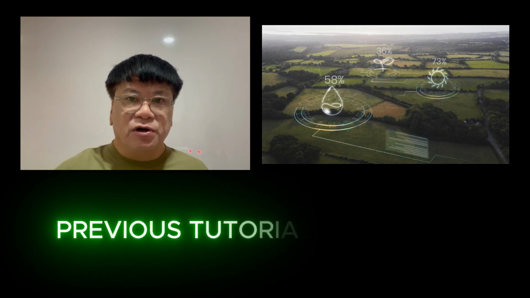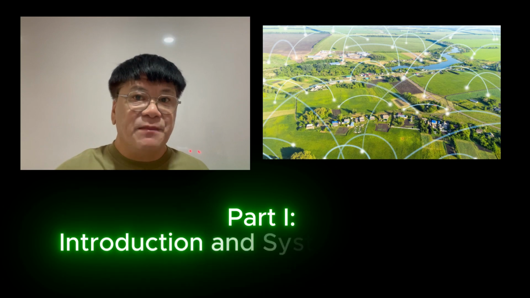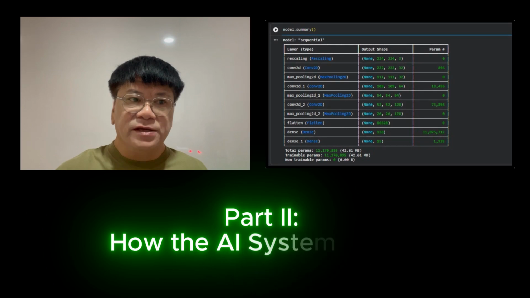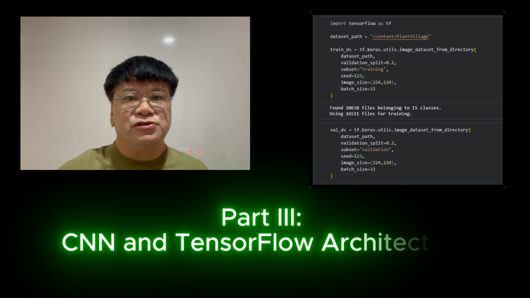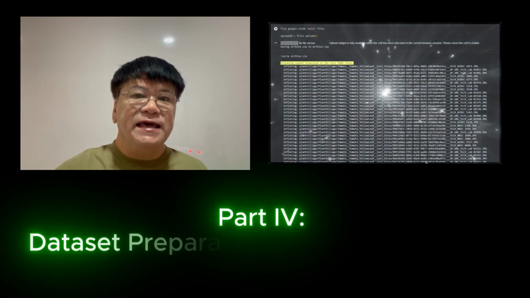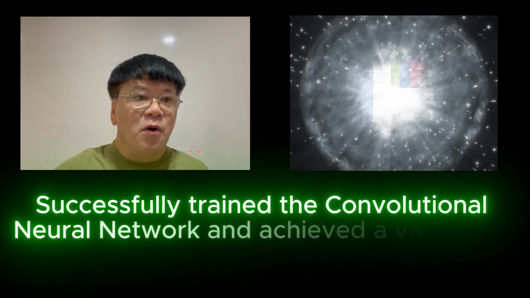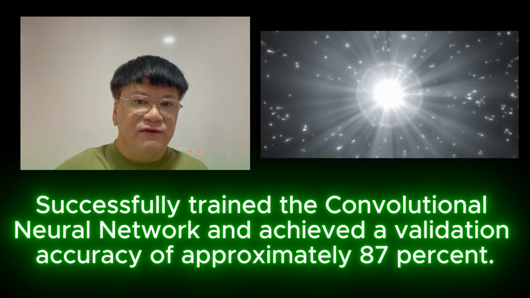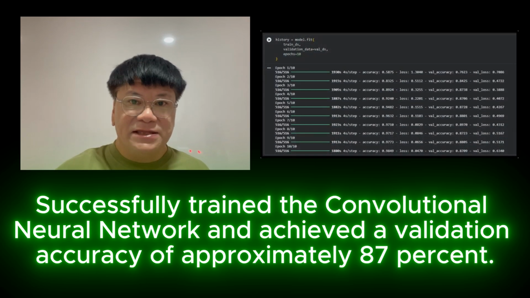In our previous tutorials, we covered Part 1, Introduction and System Overview, Part 2, How the AI System Works, Part 3, the CNN and TensorFlow architecture, Part 4, dataset preparation and model training. In Part 4, we successfully trained our convolutional neural network and achieved a validation accuracy of approximately 87%.